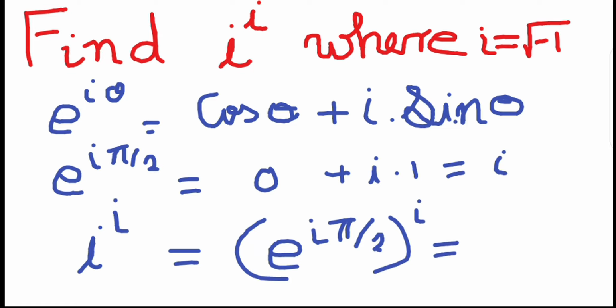And we can simplify it. We can multiply this i with this. We have exponent over exponent, and so that can be multiplied, and we have e to the power minus pi by 2. Wow, that's just a real number. So i to the power i is actually a real number.